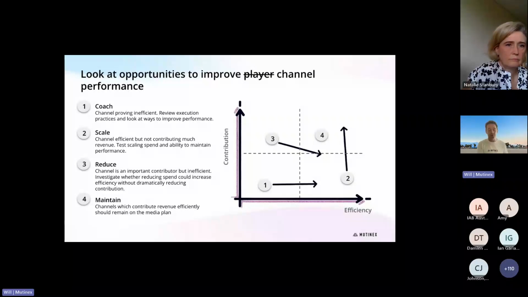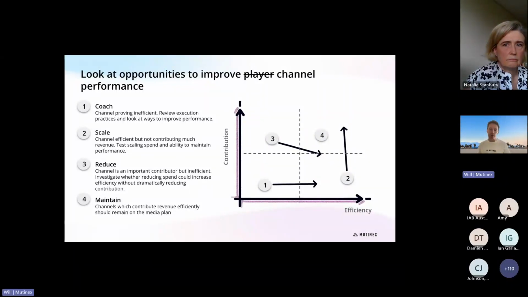So if something's in the bottom left, it's not being very efficient, it's not contributing much. You probably want to look at, can you coach that channel? Look at the formats, look at how it's being executed. Can you shift it to the right? Maybe it's the creative, and look at what you can do to make that channel start to work quite efficiently for you.